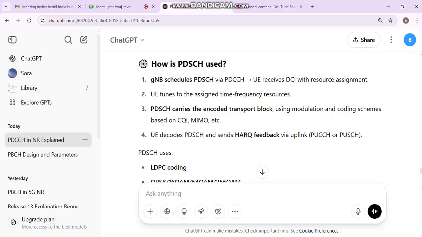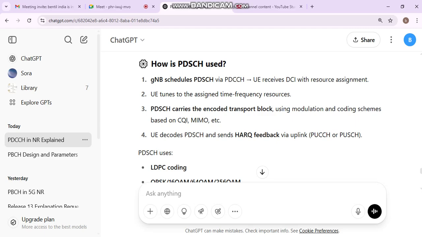PDSCH carries the encoded transport block using modulation and coding schemes based on CQI, MIMO, etc. The UE decodes PDSCH and sends HARQ feedback via uplink, PUCCH or PUSCH.